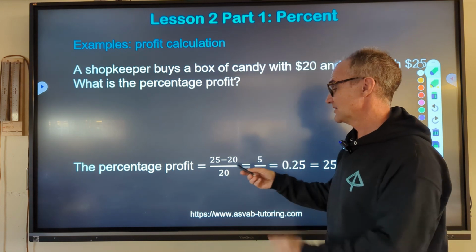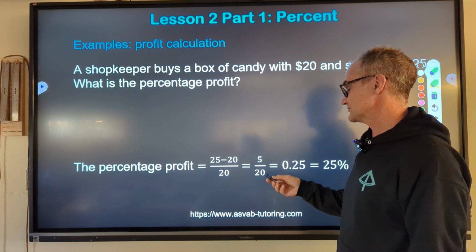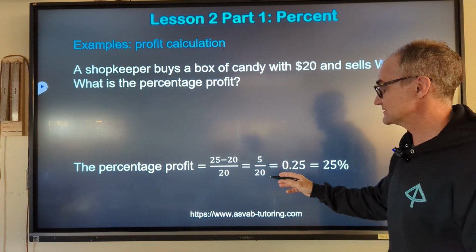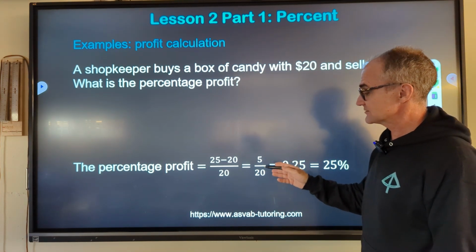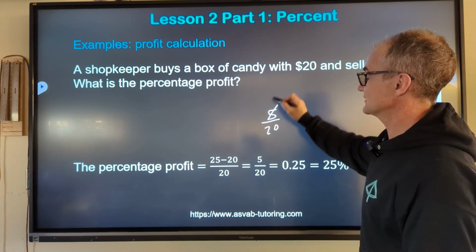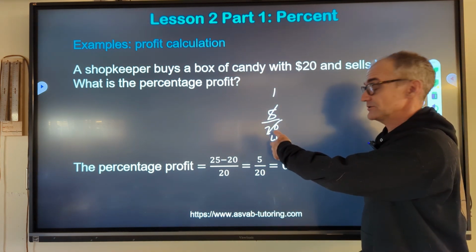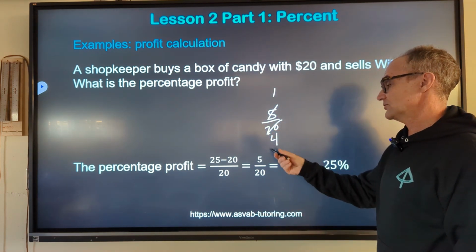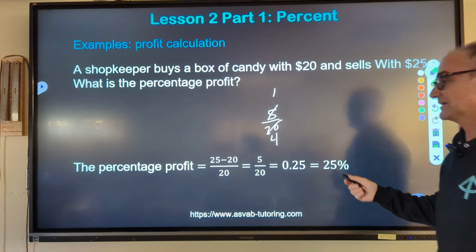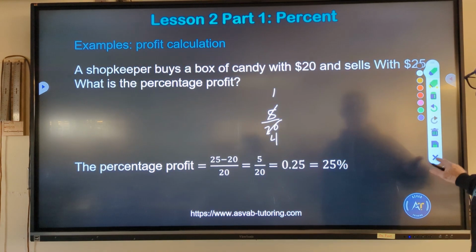So it's the profit over the purchase price. So you bought it for $20, so you got 5 over 20. You got to convert that to a decimal. You could reduce that 5/20ths, right? Because 5 will go into here 1 time, 5 goes in here 4 times. You can see that fraction's a quarter, and then a quarter is the same as 0.25 or 25%. So that's 25% profit on that box of candy.